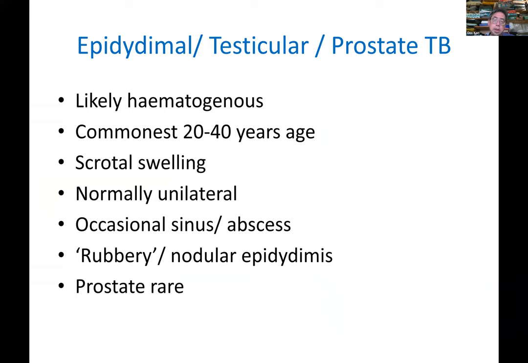Okay, what about the male genital system? Again, likely hematogenous, because obviously there's no direct ureteric involvement, apart from the prostate. And this is, again, commonest in 20 to 40 year olds. Scrotal swelling, normally unilateral, occasionally will present with abscess or sinuses, and the kind of classic epididymal texture, that of a kind of rubbery nodular epididymal examination. Prostatic involvement is relatively rare.